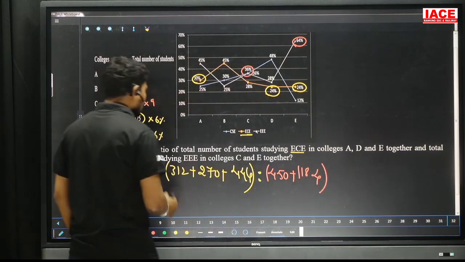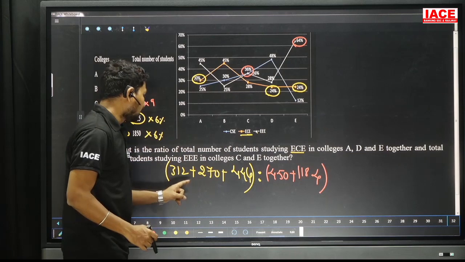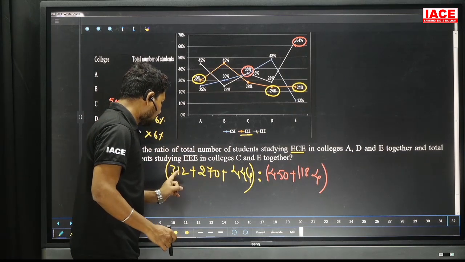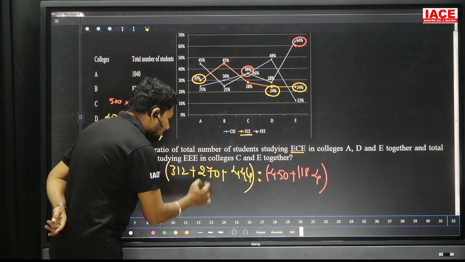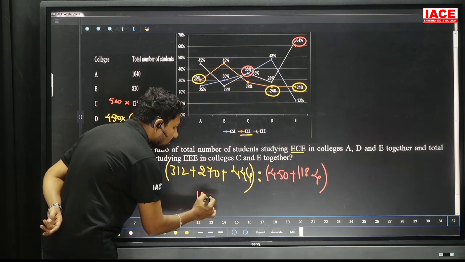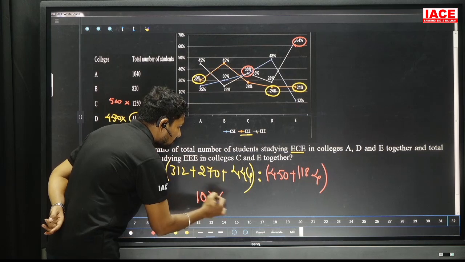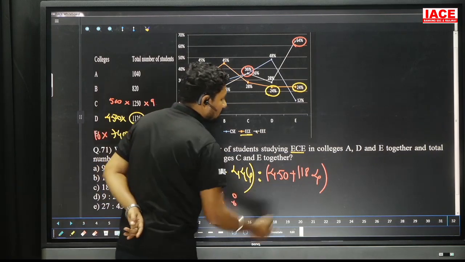We should simplify this. 300, 200, 400, it is 900. 970 plus 10, it is 80. 80 plus 40 is 120. It is 1020. 1020 plus 6, it is 1026. And next 450 plus 1184.